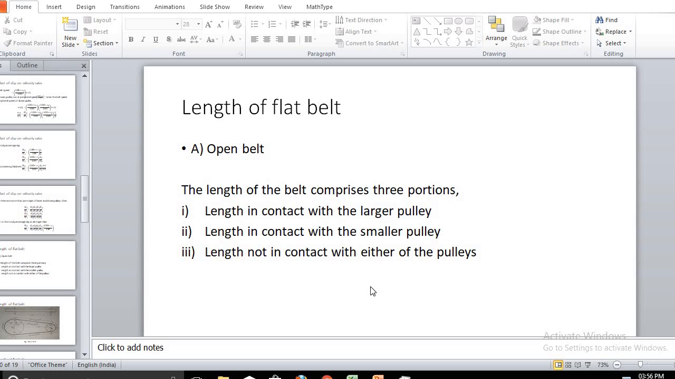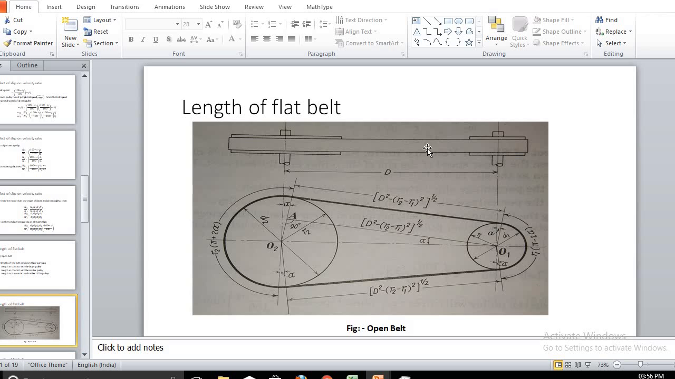In this case, generally two belt drives are considered: the open belt drive and the crossed belt drive. In the open belt drive, the arrangement is like this. Two shafts are parallel. This is one shaft, this is the second shaft.